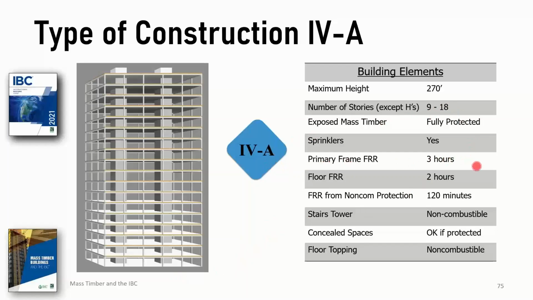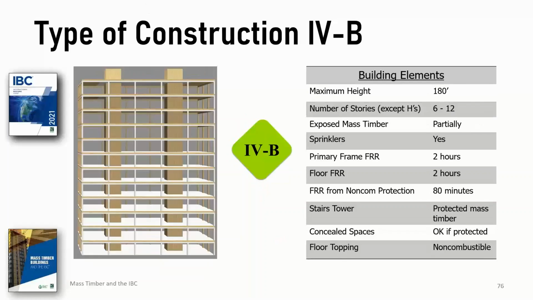So the primary frame is 3 hours. The fire resistance contribution of the non-combustible protection is 120 minutes, very conservative. The floor framing, 2-hour rated. Stair towers once you're beyond 12 stories in type 4A, the stair towers are non-combustible. They cannot be mass timber. If the building doesn't exceed 12 stories, they can be protected mass timber. Floor toppings required. A summary table for type 4B as well.